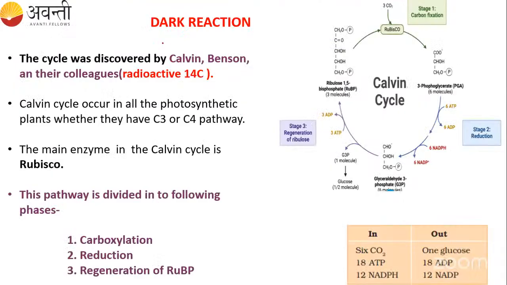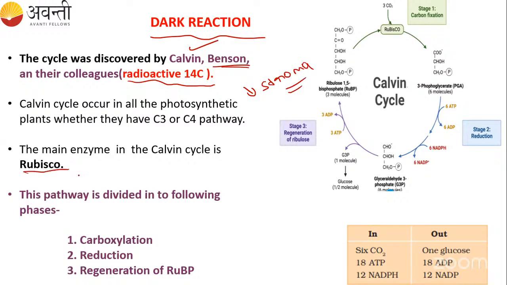Let us talk about the dark reaction, guys. Dark reaction is also called the Calvin cycle because it was given by Calvin Benson. Okay, Calvin Benson discovered this dark reaction by using radioactive 14 carbon. And you all know that this dark reaction happens in the stroma. What you have to remember here is the main enzyme is the Rubisco enzyme. This pathway, the dark reaction, mainly has three processes: carboxylation, reduction, and regeneration.